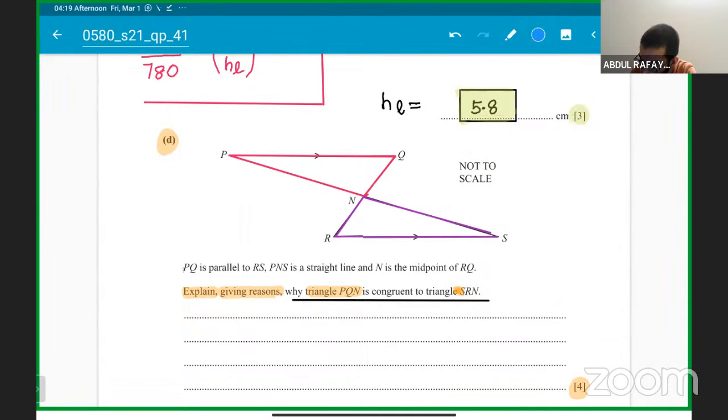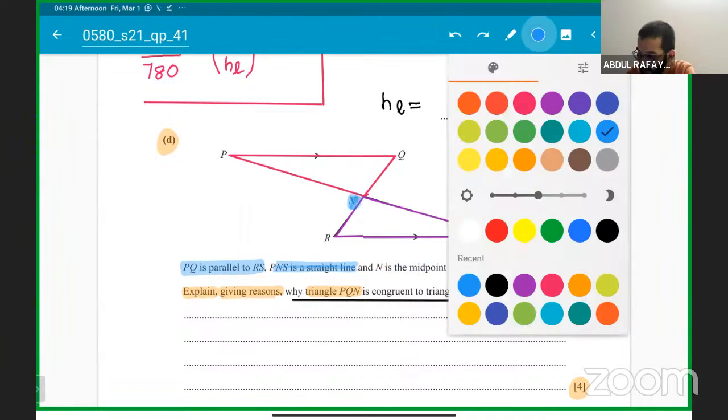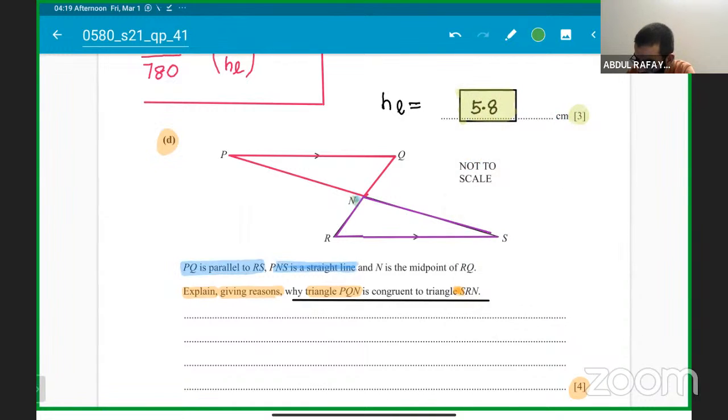And then they are telling us as well that PQ is parallel to RS. So we have PQ which is parallel to RS, and PNS is a straight line, and N is the midpoint of RQ. So N is the, guys, very important, N is the midpoint of RQ.